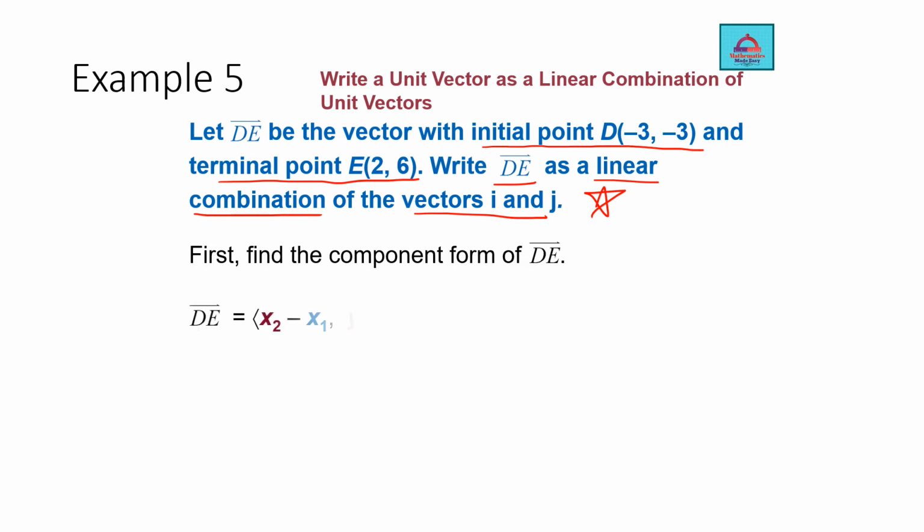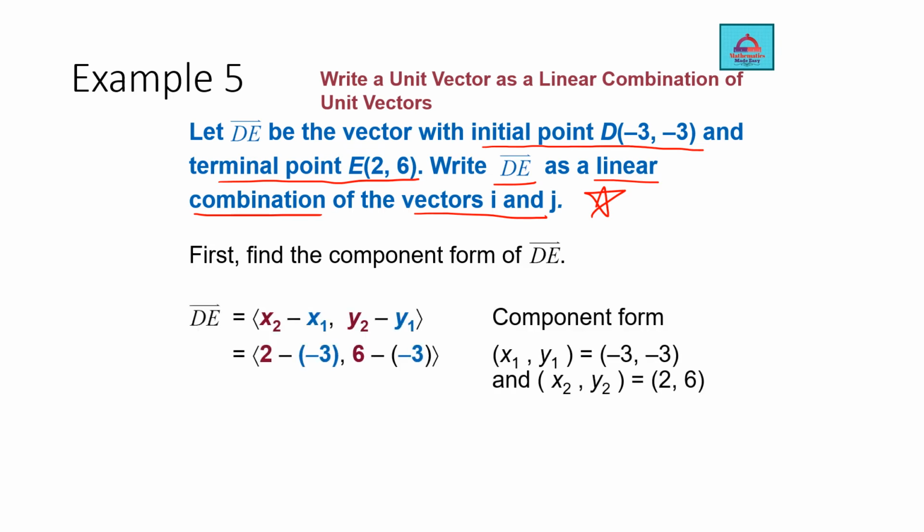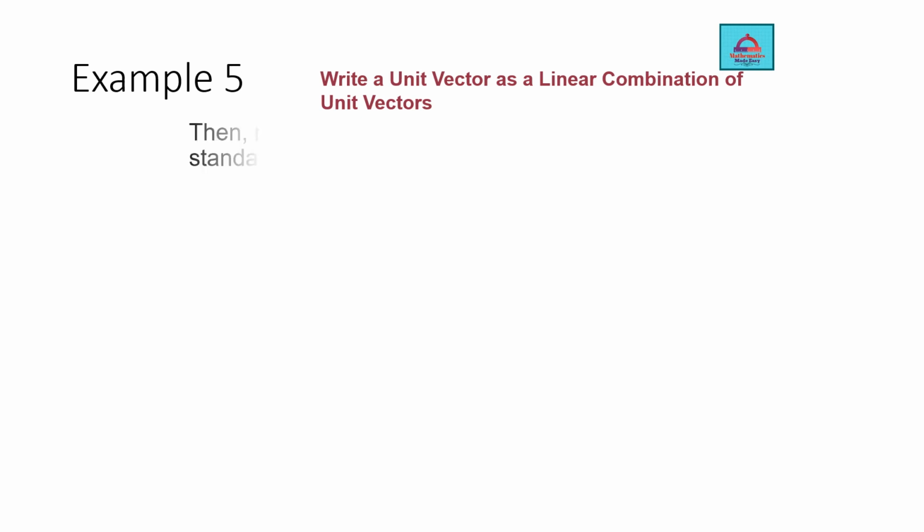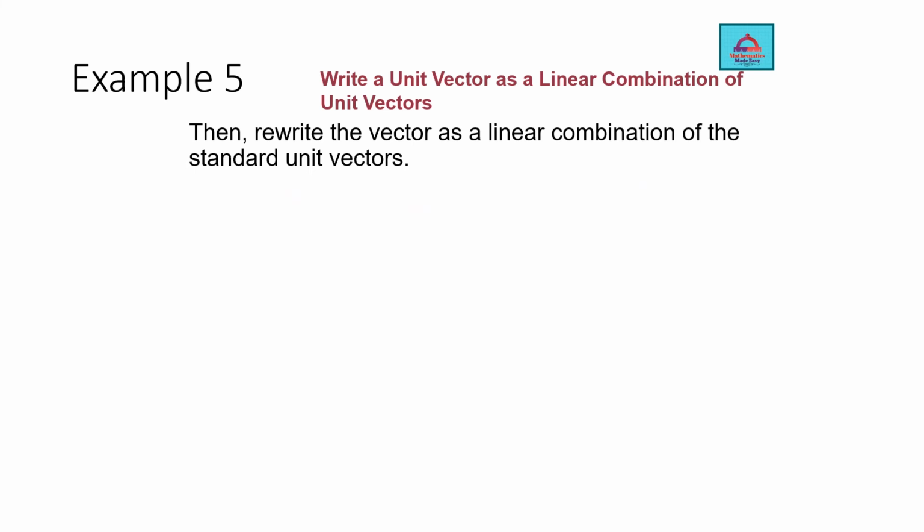Now first you are going to find the component. That's step 1 when you do linear combination. So use the component form. Substitute the point. So here x1, y1 is -3, -3. x2, y2 is 2, 6. So just substitute these points here. Get your components, so 5, 9, and then you rewrite the vector as the linear combination of standard unit vectors.